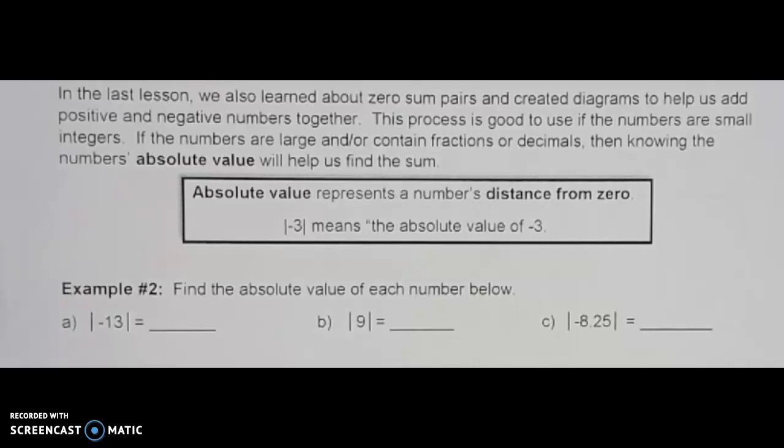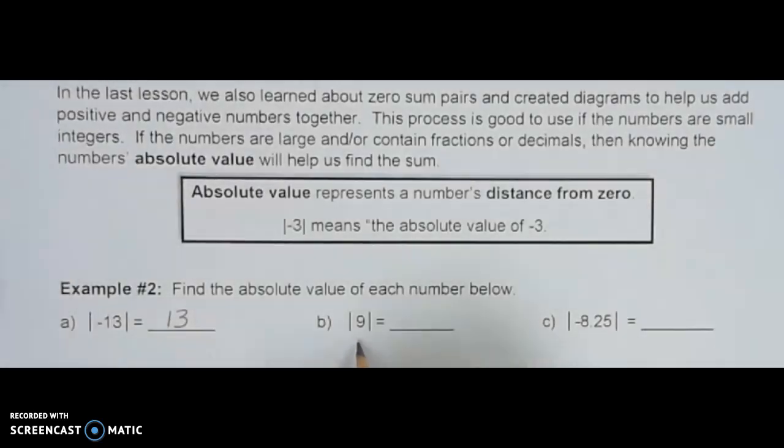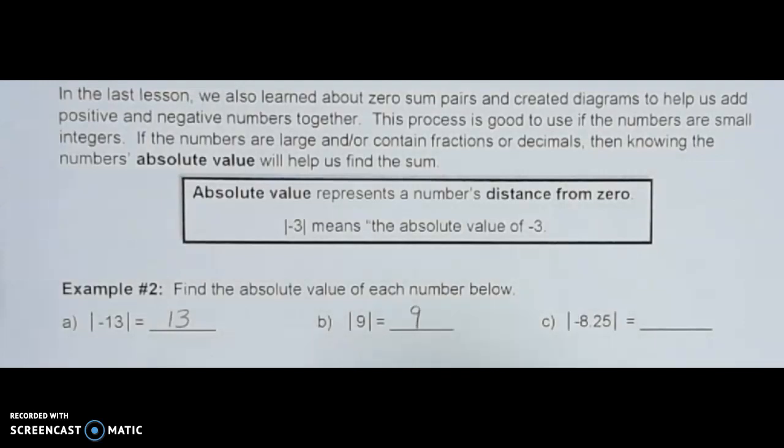So in letter A, the number inside of the bars is negative 13. This means to find the absolute value of negative 13. And again, all we're trying to do is figure out how far away this number is from 0. Well, negative 13 is 13 units to the left of 0, so the absolute value of negative 13 is 13. In letter B, we're looking for the absolute value of 9. 9 is 9 units to the right of 0, so the absolute value of 9 is 9.